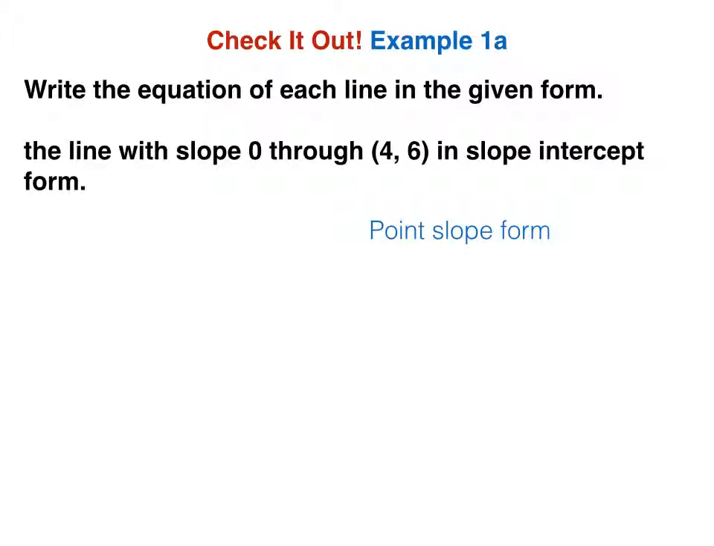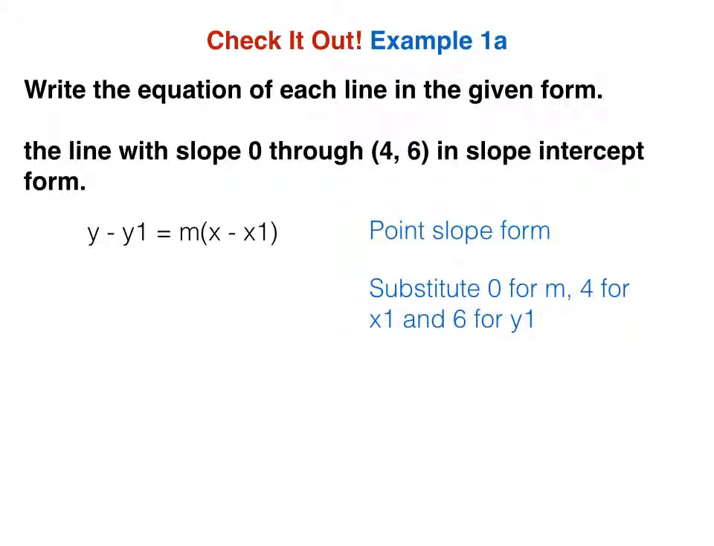First, use point-slope form. y minus y1 equals m times x minus x1. Substitute 0 for m, 4 for x1, and 6 for y1. y minus 6 equals 0 times x minus 4. But 0 times x minus 4 is the number 0, so just solve the equation for y and you'll get y equals 6.